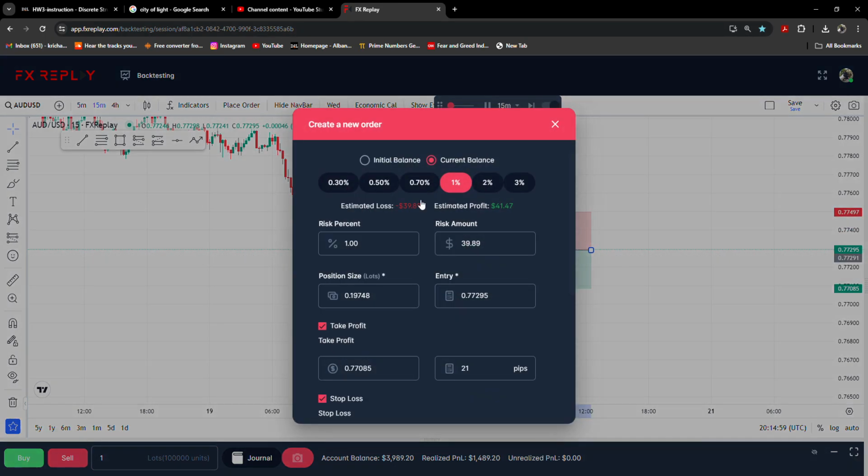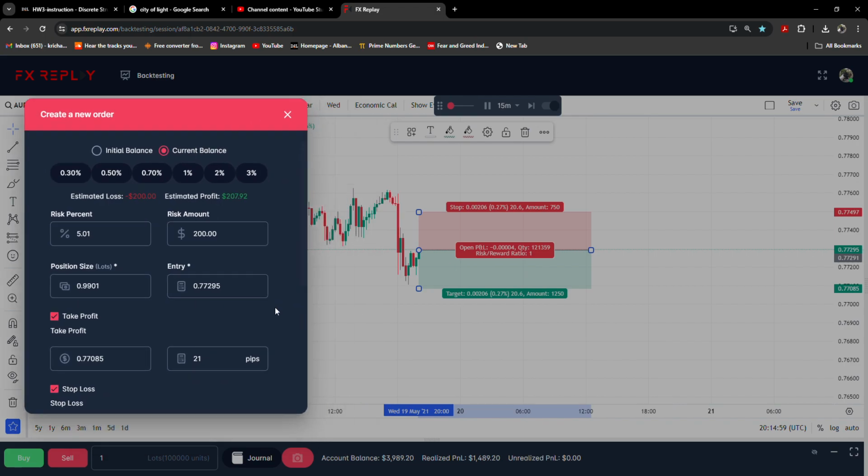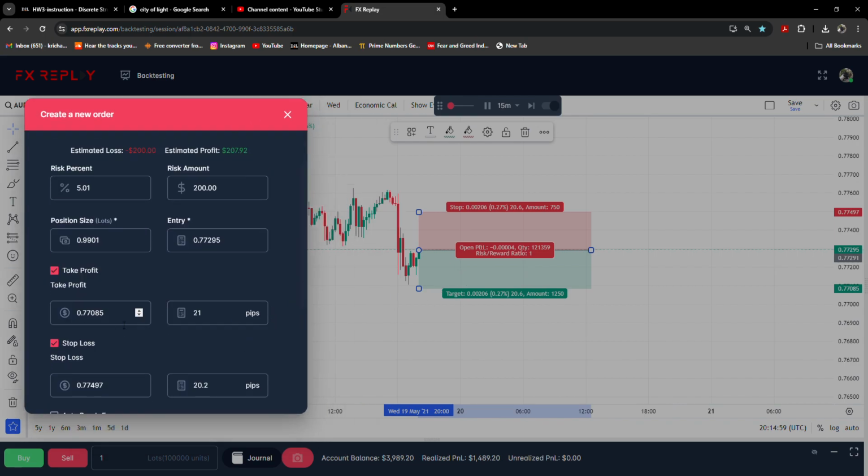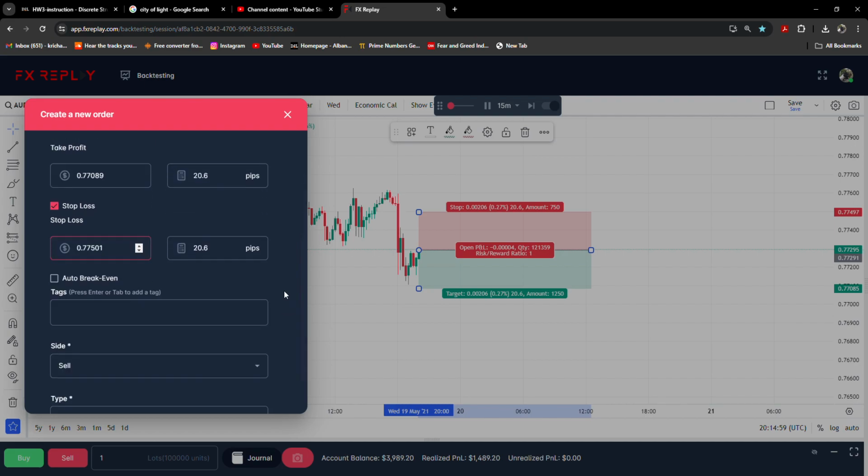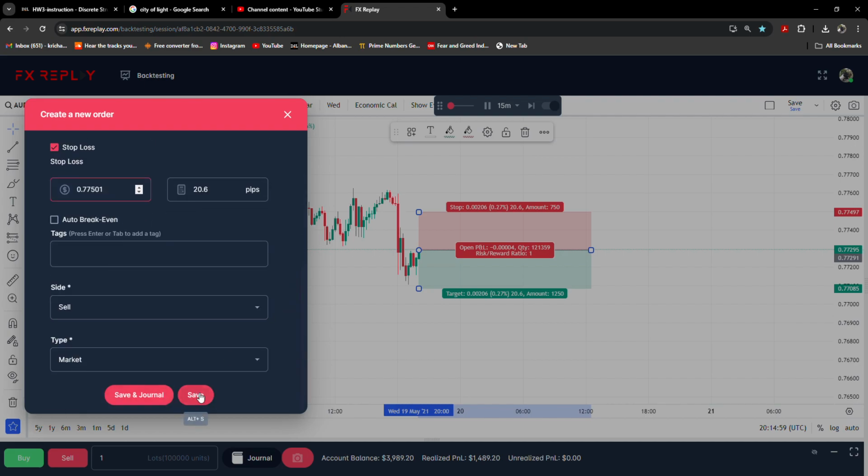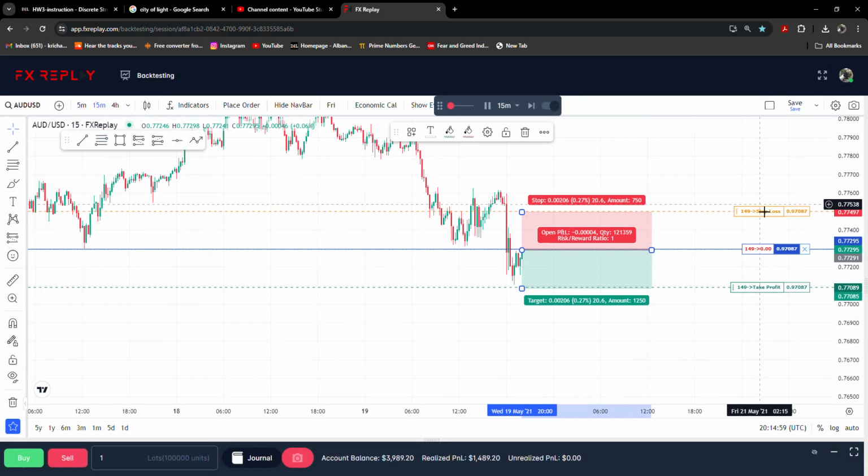Actually, let's do it like this. Let's do place order, and risk amount, let's risk $200. And pips 20 here. Okay, 20 there. Okay, looks about right. Be patient, please. And this one is 20.6. So risking 200 to make 200.